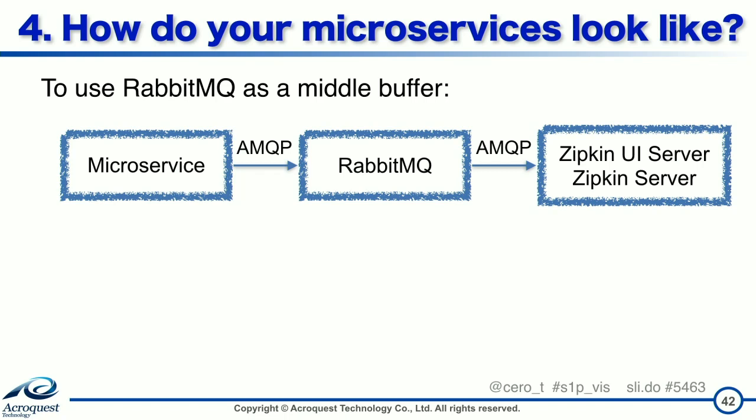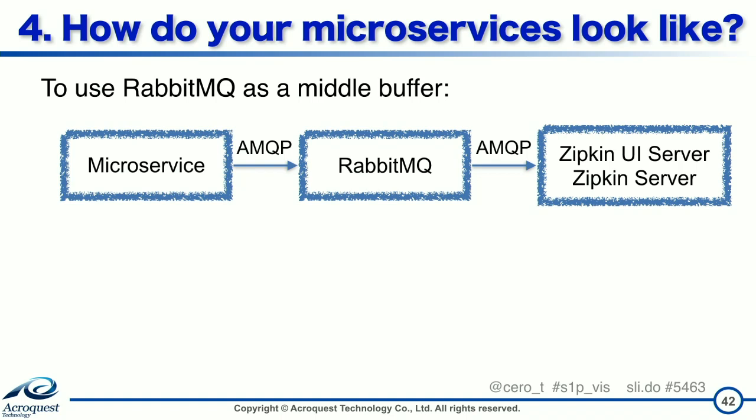As the number of microservices increases and they send lots of trace data to Zipkin, the Zipkin server will not be able to process them, so it's over spec. Then to prevent the Zipkin server from crashing, you should use RabbitMQ or Kafka as a middle buffer. And even if the Zipkin server is shut down or crashed or stopped, RabbitMQ can store the trace data from the microservices. And when the Zipkin server wakes up, it will get the trace data from RabbitMQ.